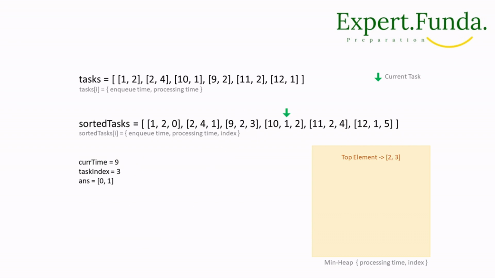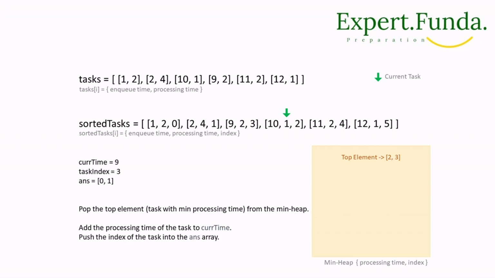Now you can see that we have updated the min heap by pushing 2 and 3, that is, processing time 2 and index 3 we have updated. The answer still remains the same. Now we will pop the top element, and then we will add the processing time to the current time, right? And then we will push the task into the answer, right?